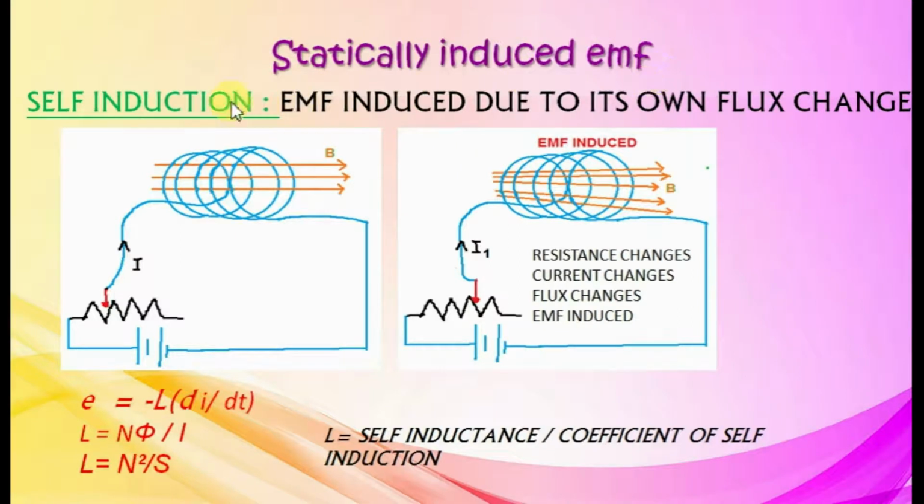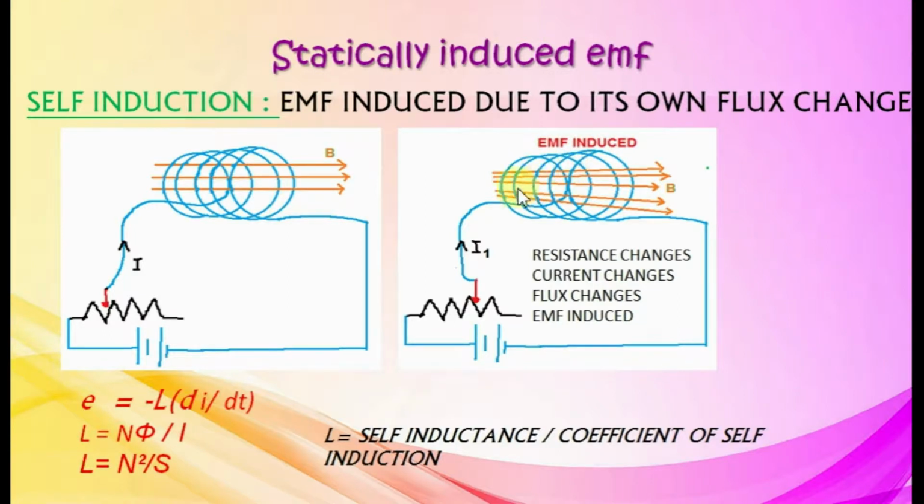Statically induced EMF. Self-induction is EMF induced due to its own flux change. To study self-induction, take a circuit with a source, a resistor and a coil. When we change resistance, current through the circuit changes. It will change flux around the conductor. Whenever flux linked with a circuit changes, EMF is induced in it. It is the EMF induced due to its own flux change.